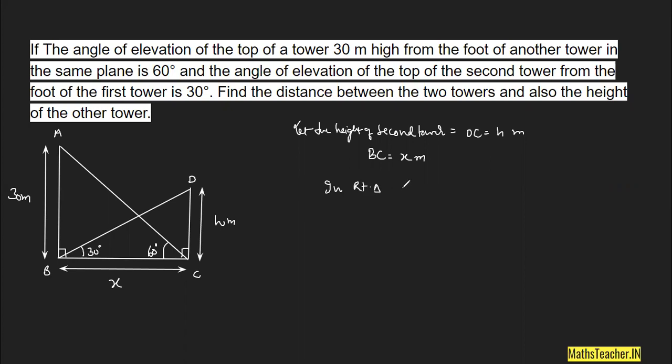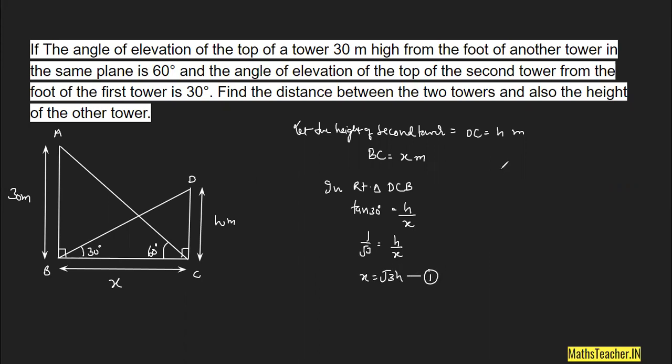In right triangle DCB, we can use tan 30 degree. So tan 30 is equal to perpendicular upon base. So I'm going to write down x upon h. And tan 30, we all know, is equal to 1 by root 3. So it is coming out to be like this. So x is equal to root 3h. We will take it as equation number 1.